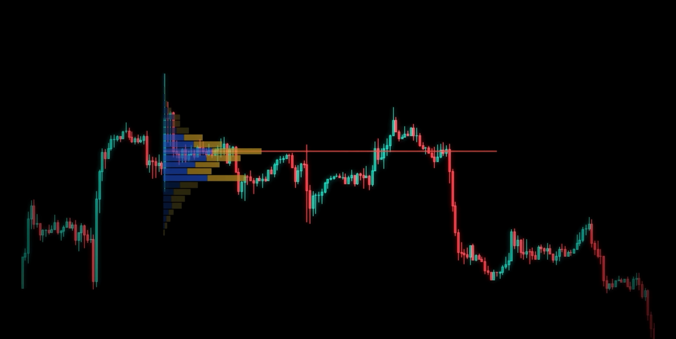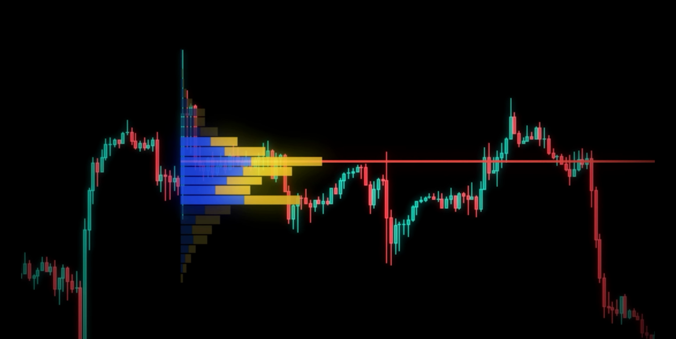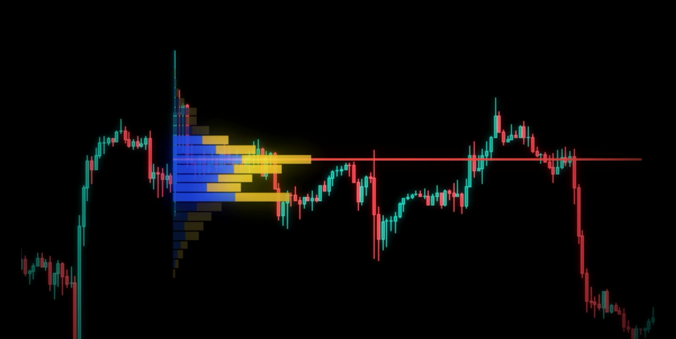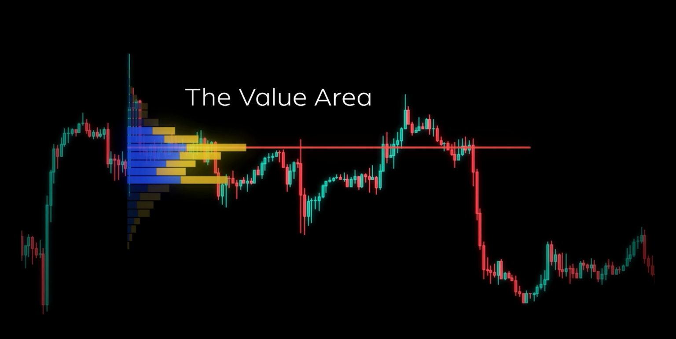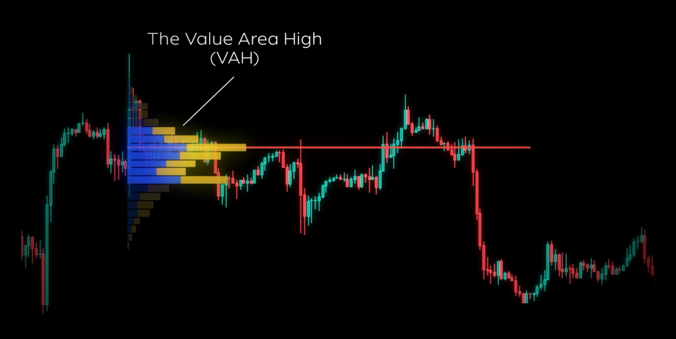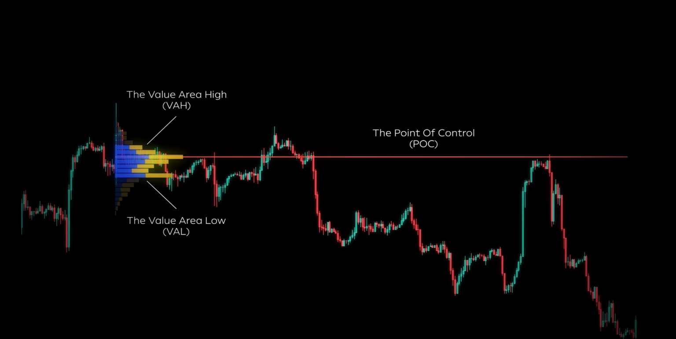The volume profile will highlight a range where the majority of trading activity took place. This range is called the value area. It consists of three key levels: the value area high, the value area low, and the point of control.